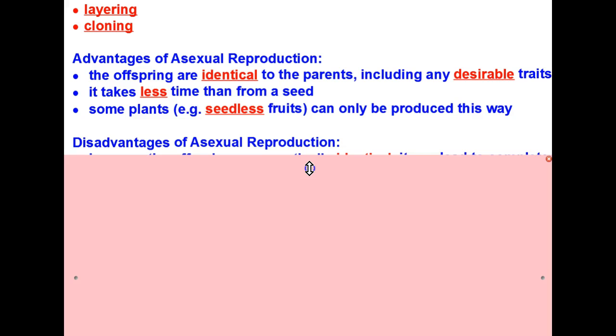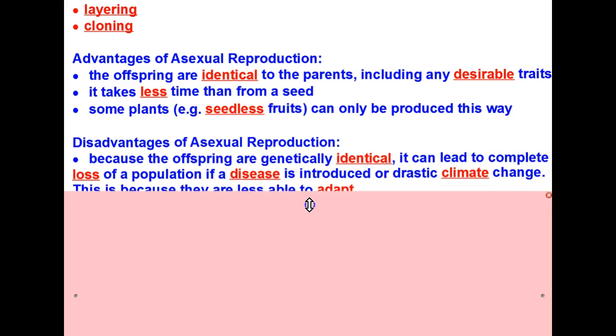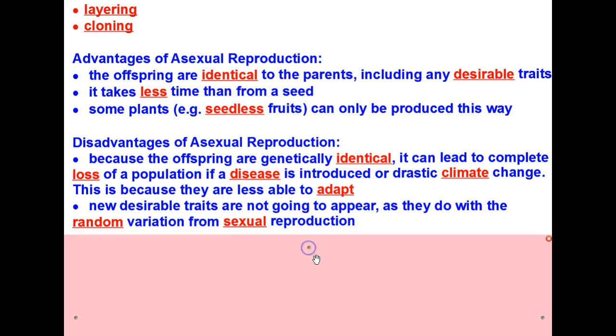Disadvantages of asexual reproduction include that because the offspring are genetically identical, it can lead to a complete loss of a population if a disease is introduced or drastic climate change were to take place. This is because they are less able to adapt because they have no variation. In addition to this, no new desirable traits are going to be able to appear as they do with a random variation from sexual reproduction.